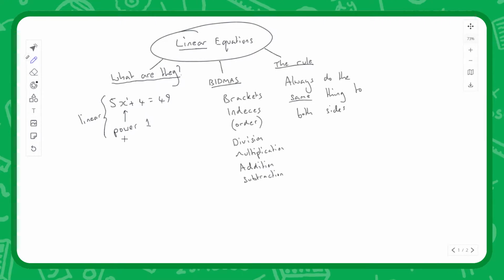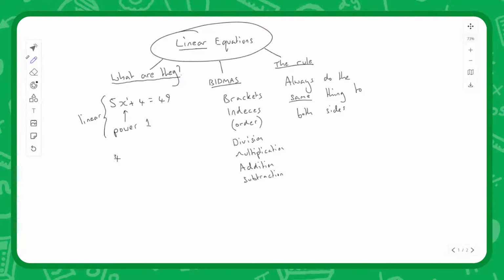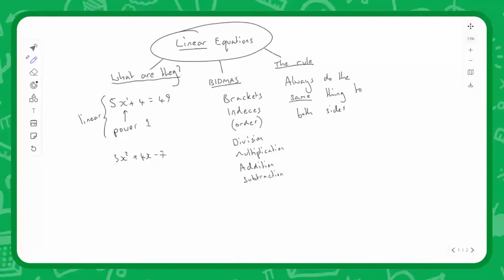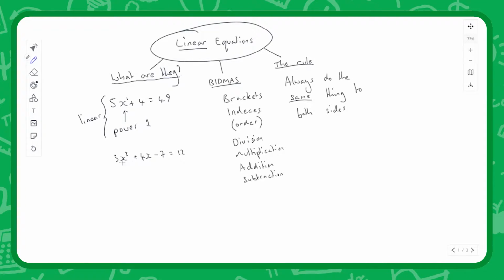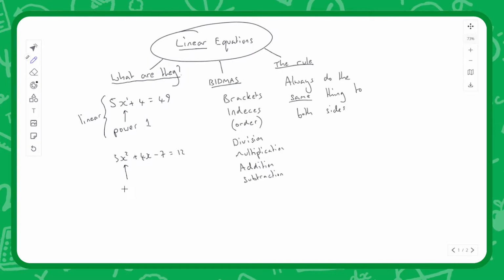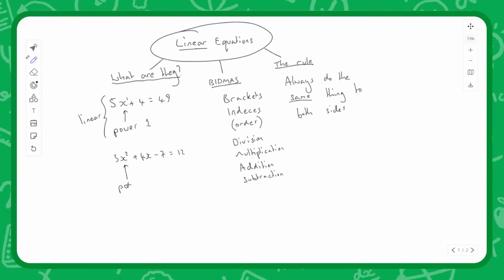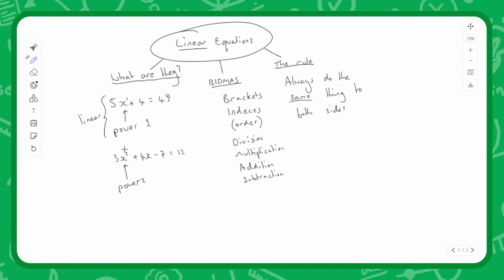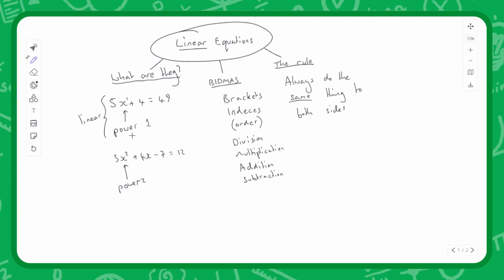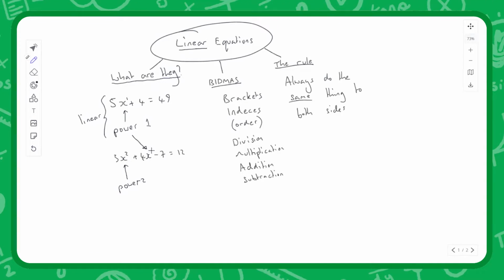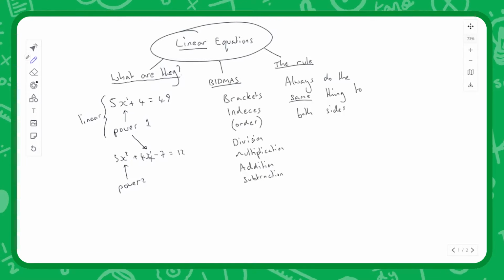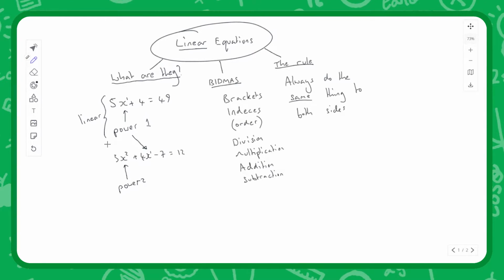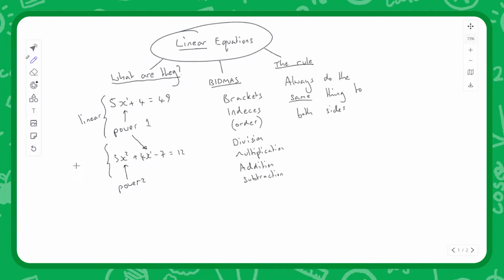As an example to the contrary, if we had 3x squared plus 4x minus 7 equals 12, in this case we've got an x squared, so we've got x to the power of 2. The fact that we've got a power of 2 in our equation means that this equation is no longer linear. Even though we've got x to the power of 1 in the equation, that's trumped by the fact that we've got an x squared. And so we'd actually say this equation is quadratic.